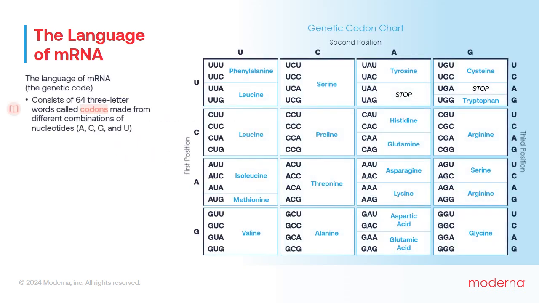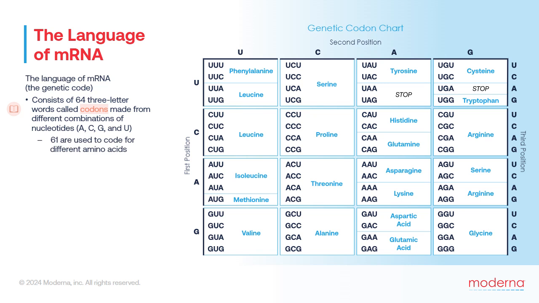Instead, the genetic code consists of the 64 3-letter words that can be made from all possible combinations of A, C, G, and U. These 3-letter words are called codons, and 61 of them are used to code for different amino acids. Looking at this table, let's see how this works.